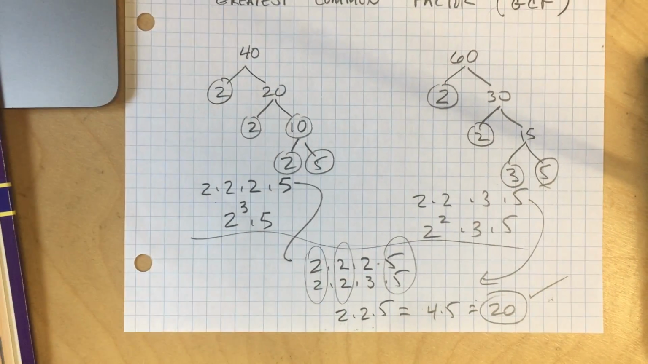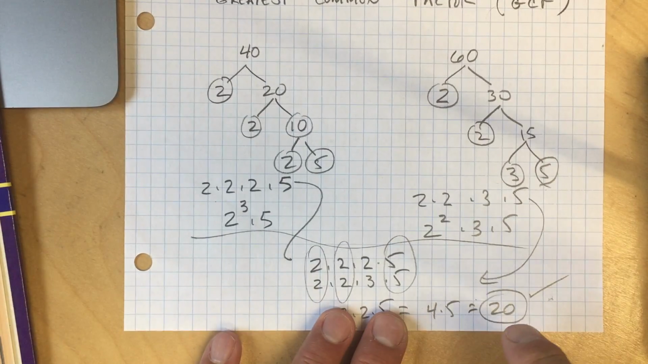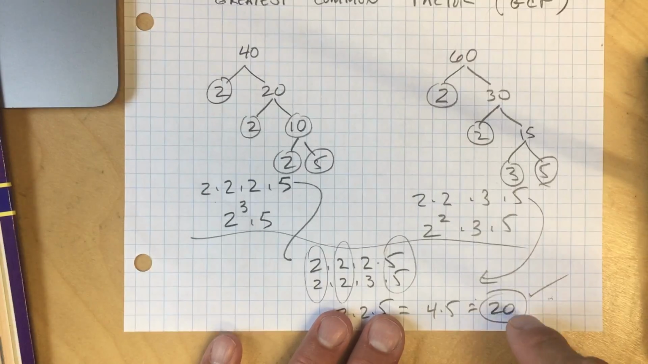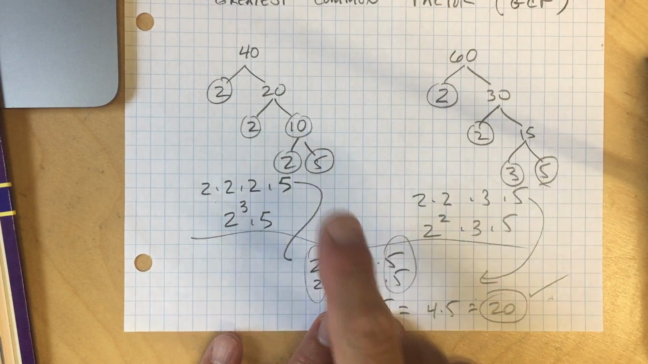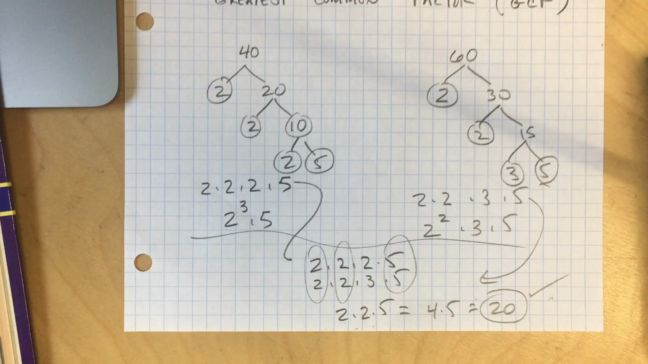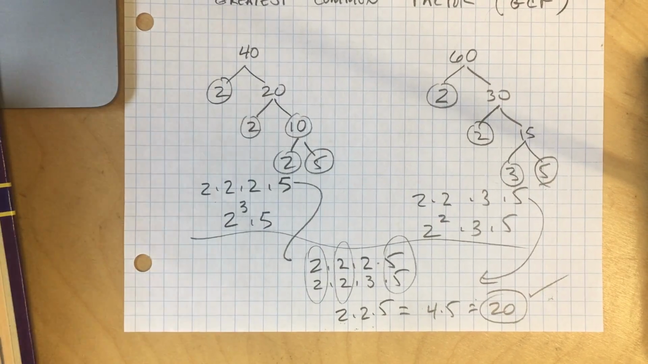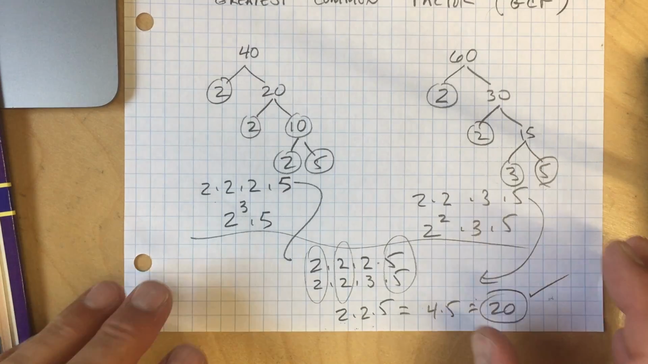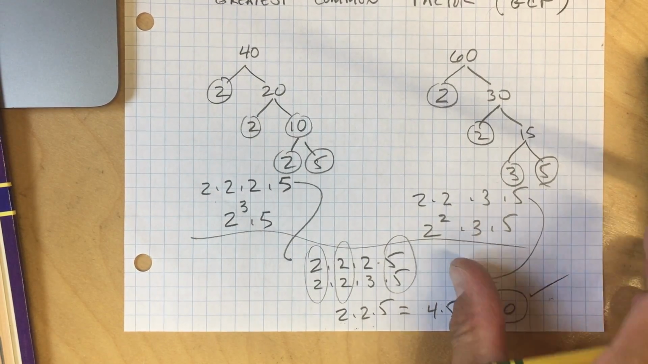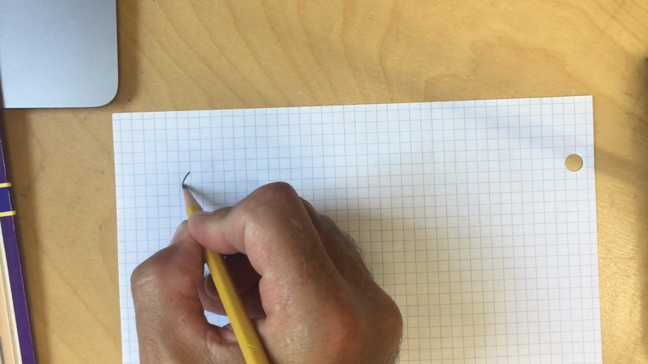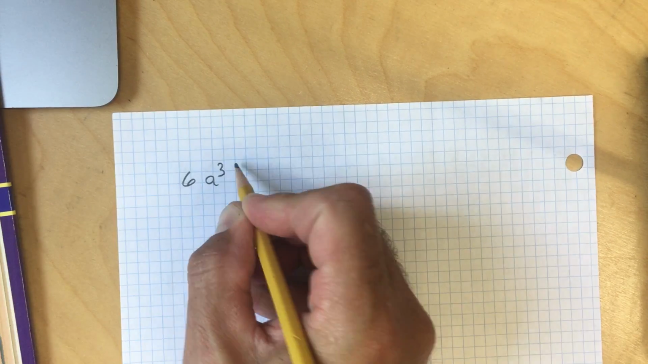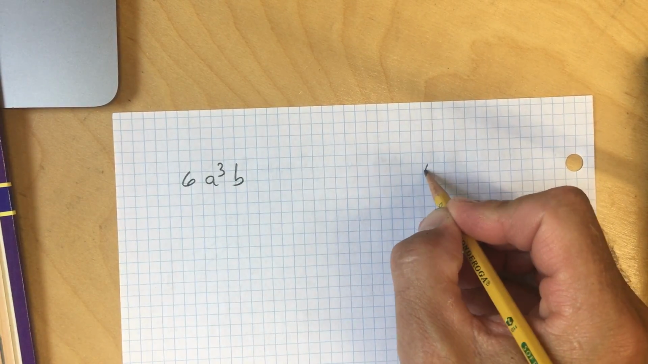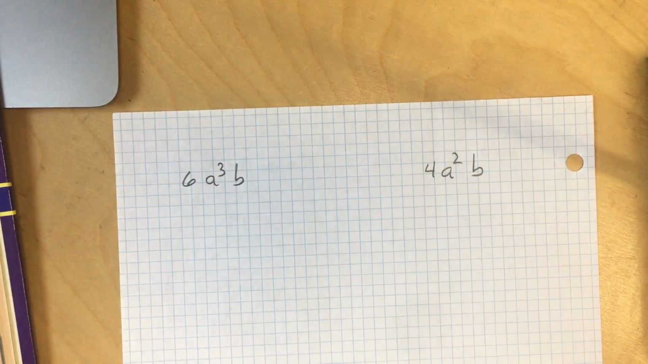Now, what does that mean? This means that 20 is the largest number that will divide into both 40 and 60. Okay? The largest number that will divide into both 40 and 60. All right, let's do one more, but let's do it with some variables. Okay? So let's say that we have 6 a to the third b, and we have 4 a squared b.